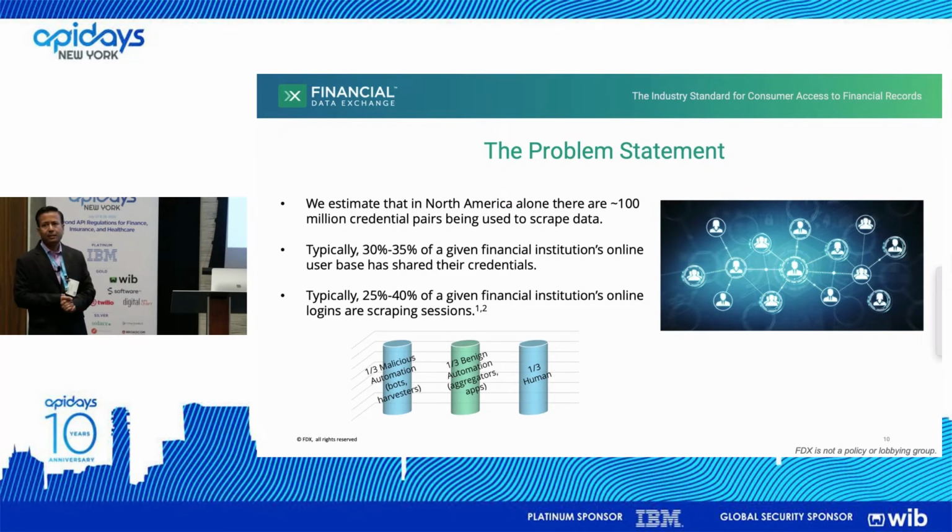All standards bodies are generally successful if they focus on a specific problem, and FDX is no different. The specific problem that FDX was set up to solve was the need for the consumers to share their credentials with third parties in order to access their data, which is an anachronism in this time. In North America alone, there are 100 million credentials that are being shared with the third parties. And for a given financial institution, and this typically gets the risk and compliance officer's attention, almost 30 to 35% of their user base has shared their credentials.